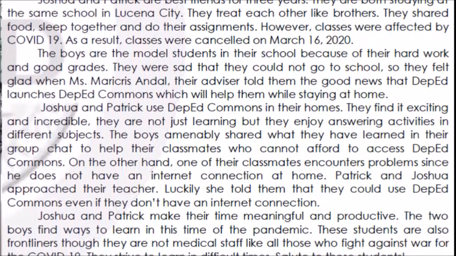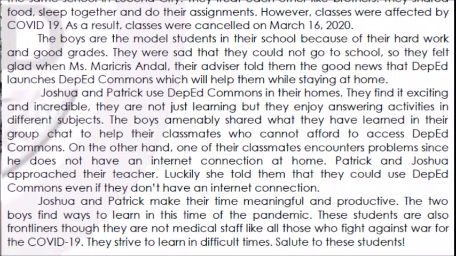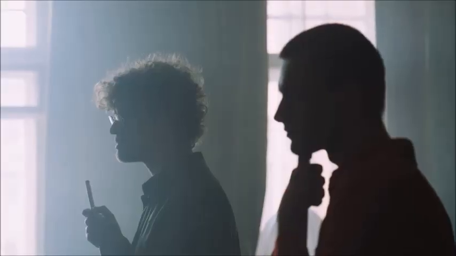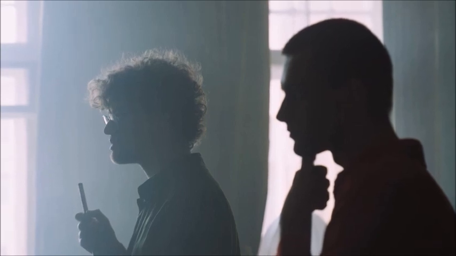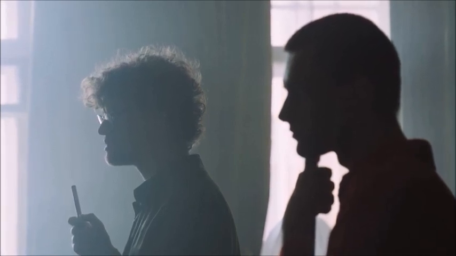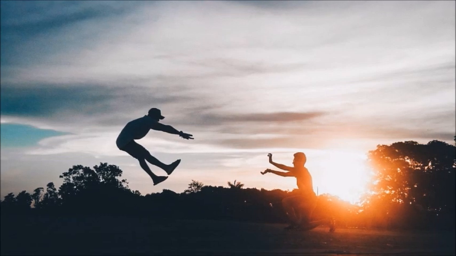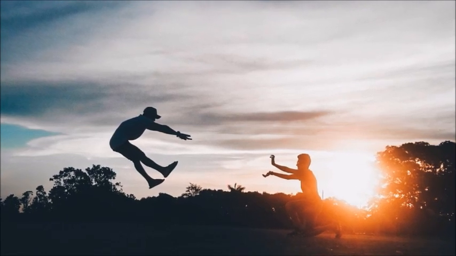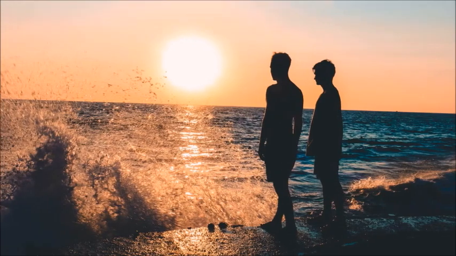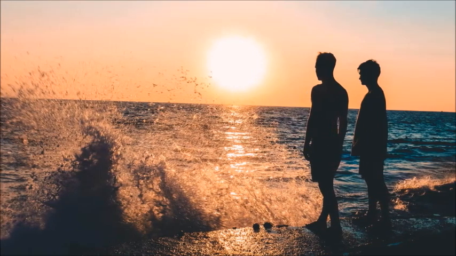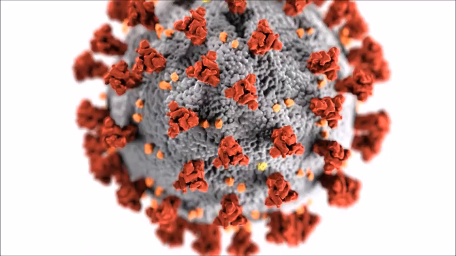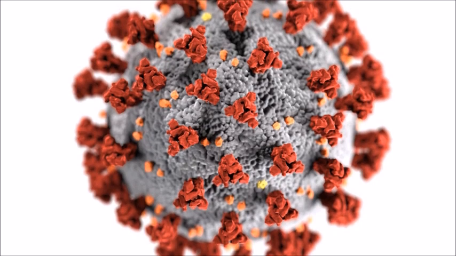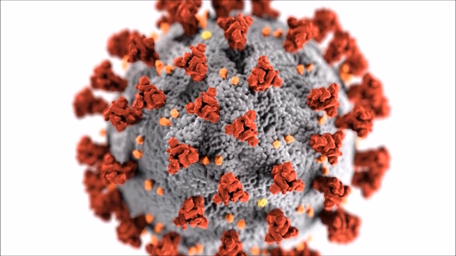Joshua and Patrick are best friends for 3 years. They are both studying at the same school in Lucena City. They treat each other like brothers. They shared food, sleep together, and do their assignments. However, classes were affected by COVID-19. As a result, classes were canceled on March 16, 2020. The boys are the model students in their school because of their hard work and good grades.